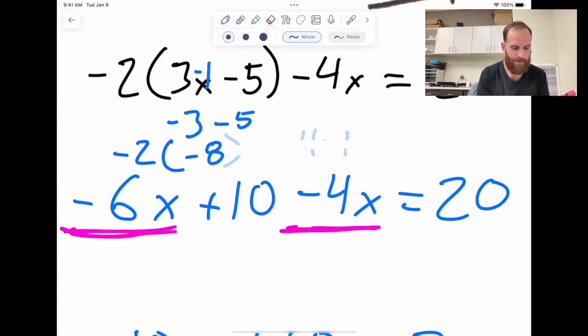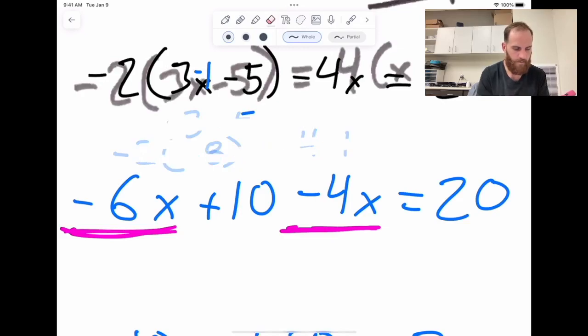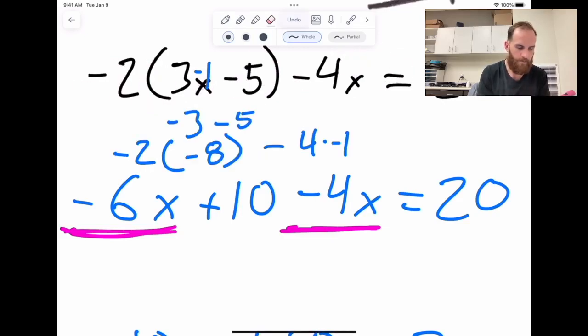I'm going to do this in a different ink. This is just kind of confusing. Also, that keeps happening. Ugh. Oh my gosh, no.